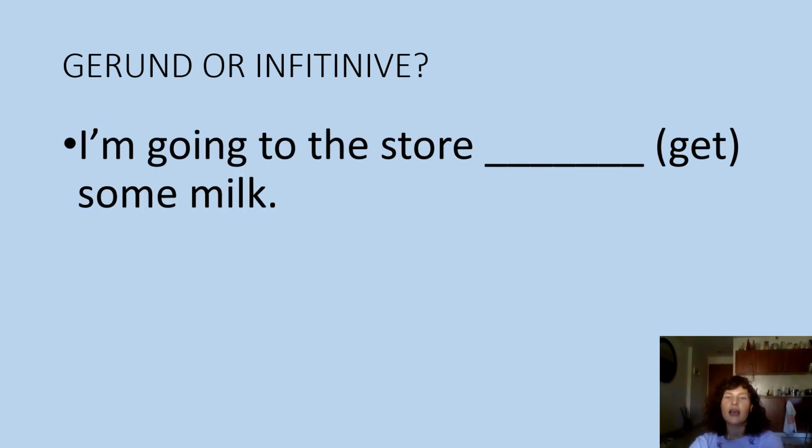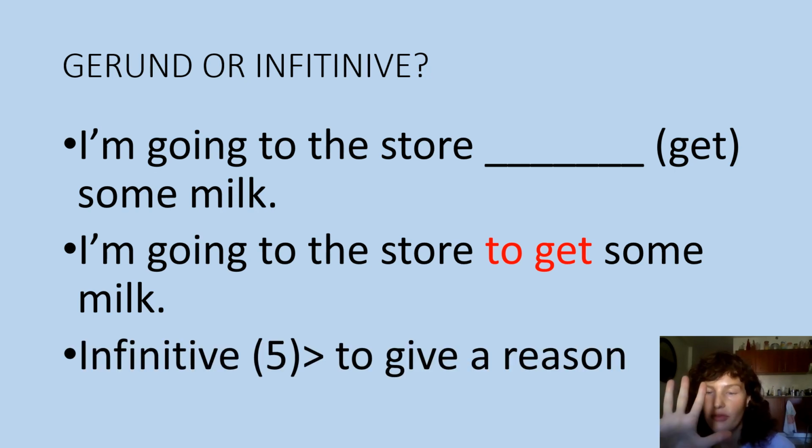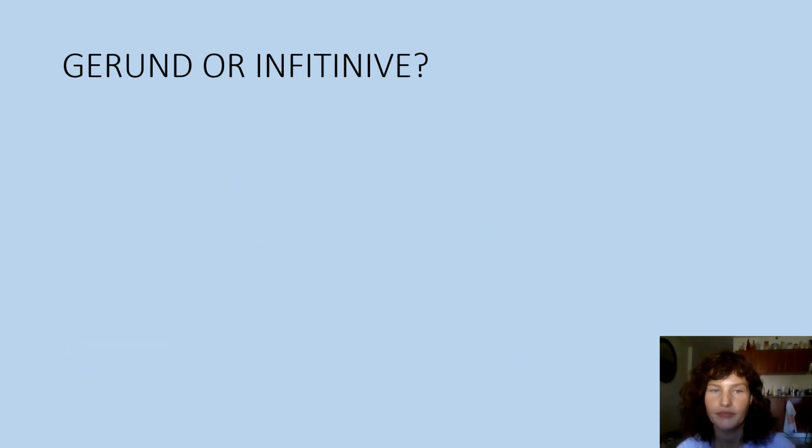So first sentence, I'm going to the store, some milk, and the verb is get. Should I use the gerund or the infinitive? I will here use the infinitive. I'm going to the store to get some milk, right? Why? Rule number 5, to give a reason.